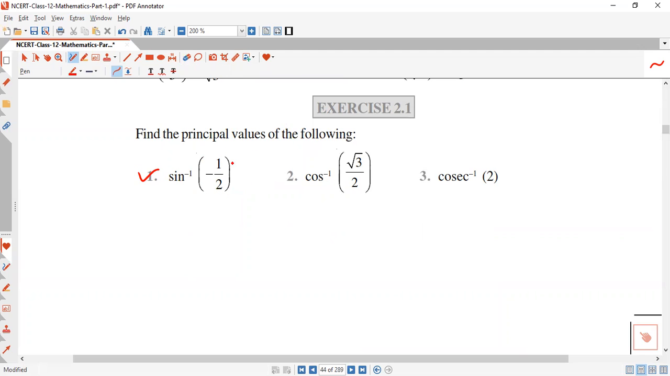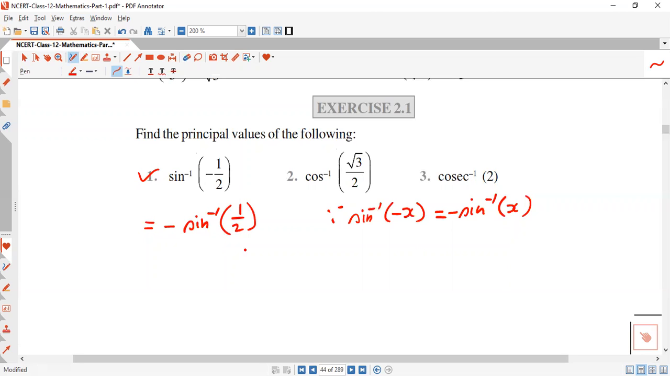So first of all, I will take out the minus sign. The minus sign is there, and I take this minus sign outside. Since we know sine inverse minus x equals minus of sine inverse x, this minus sign can be taken outside. So it becomes minus of sine inverse half.